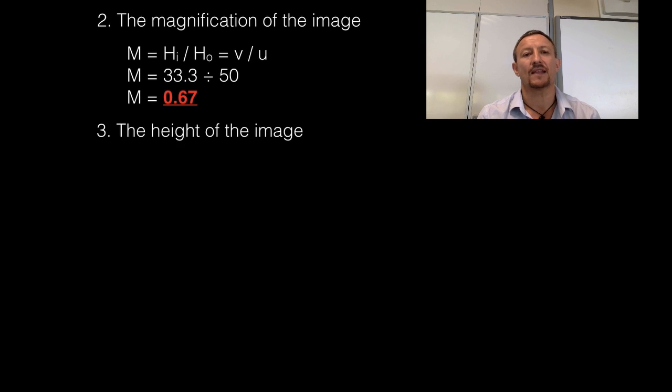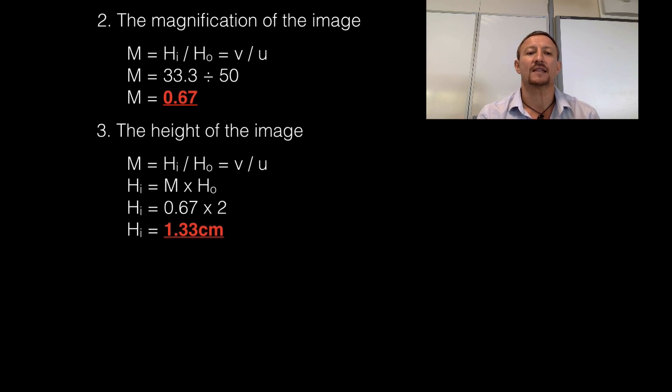So question 3 then asked me to use this value to calculate the height of the image. Well, I know that the height of the object was 2 centimeters. So again, I use the same formula, but in this case, I'm going to use m equals hi over ho, and I'm going to rearrange it so hi equals m times ho. So it's 0.67, which I got from question 2, multiplied by 2, gives me 1.33 centimeters tall. So the height of our image has actually decreased, or diminished. So I now know that it's real, it's 33.3 centimeters from the lens, and it has got smaller in size, 1.33 centimeters.